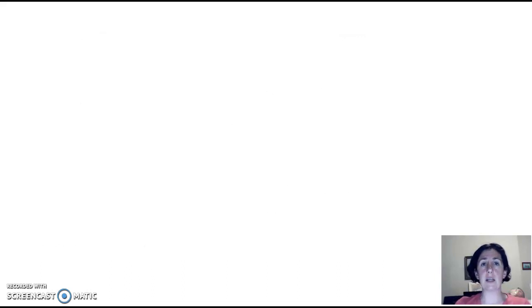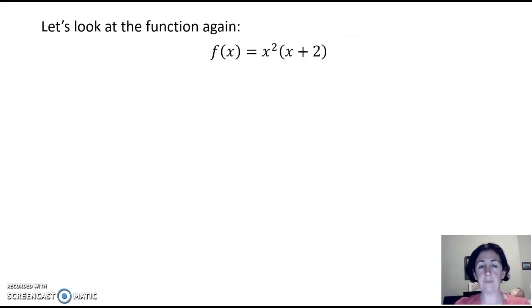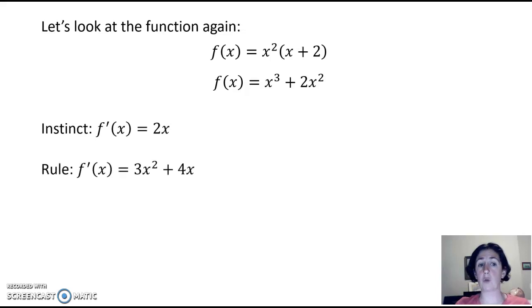Let's revisit the original function, x squared times x plus 2. What if instead of using the product rule, we distributed that x squared and we got x cubed plus 2x squared? Now we would be able to find the derivative using our 4 basic derivative rules, right? Well, remember our instinct told us 2x, but our rule gave us 3x squared plus 4x. Which one is right? The rule.